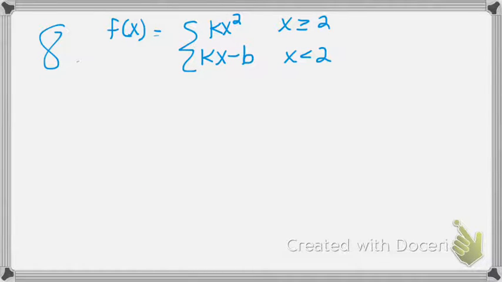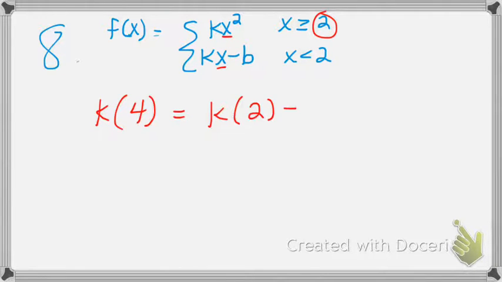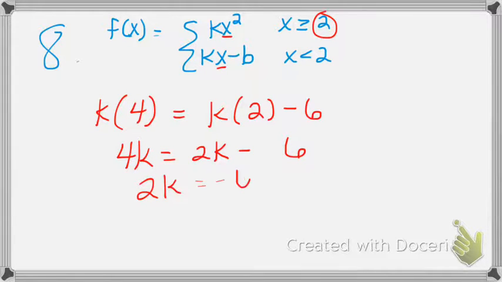Number 8. Again, to figure out what k would be to make it continuous, I'm just going to plug in a 2 for all the x's. So k times 2 squared, which is 4, equals k times 2 minus b. So really we have 4k equals 2k minus, and that is not a b, that's a 6. Subtract your 2k, divide by 2. So k is negative 3.